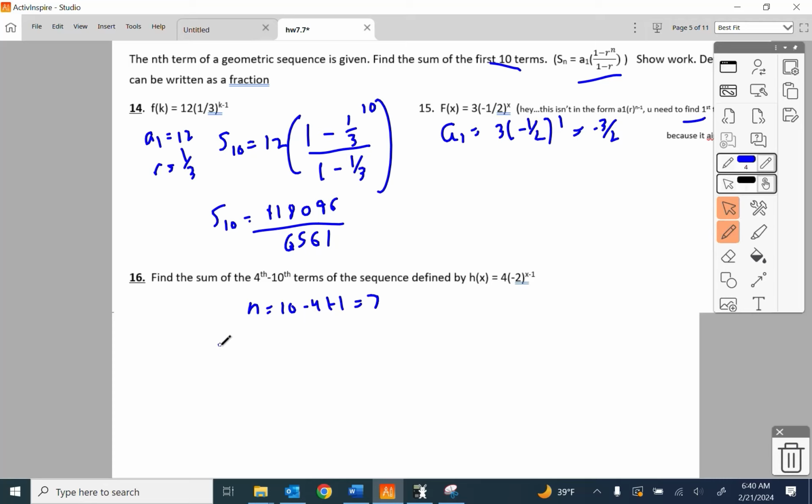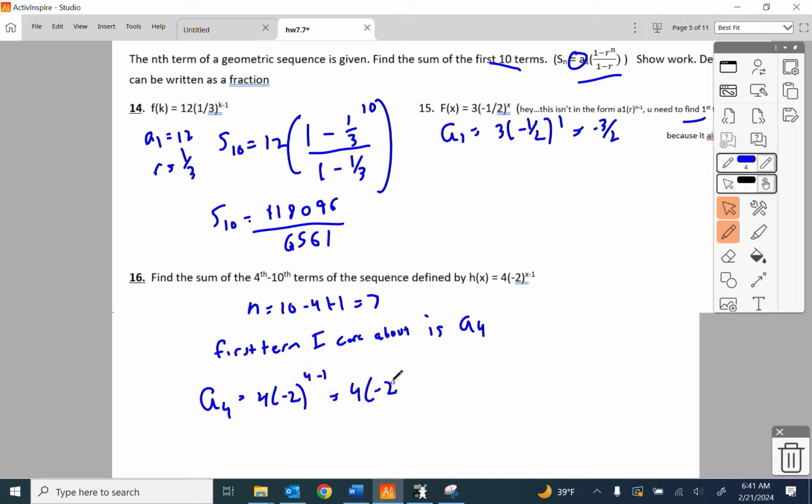The first term that I care about is a sub 4. And a sub 4 is found by plugging in a 4. 4 minus 1 is 3. 2 cubed is 8, so this must be negative 8. Negative 32.